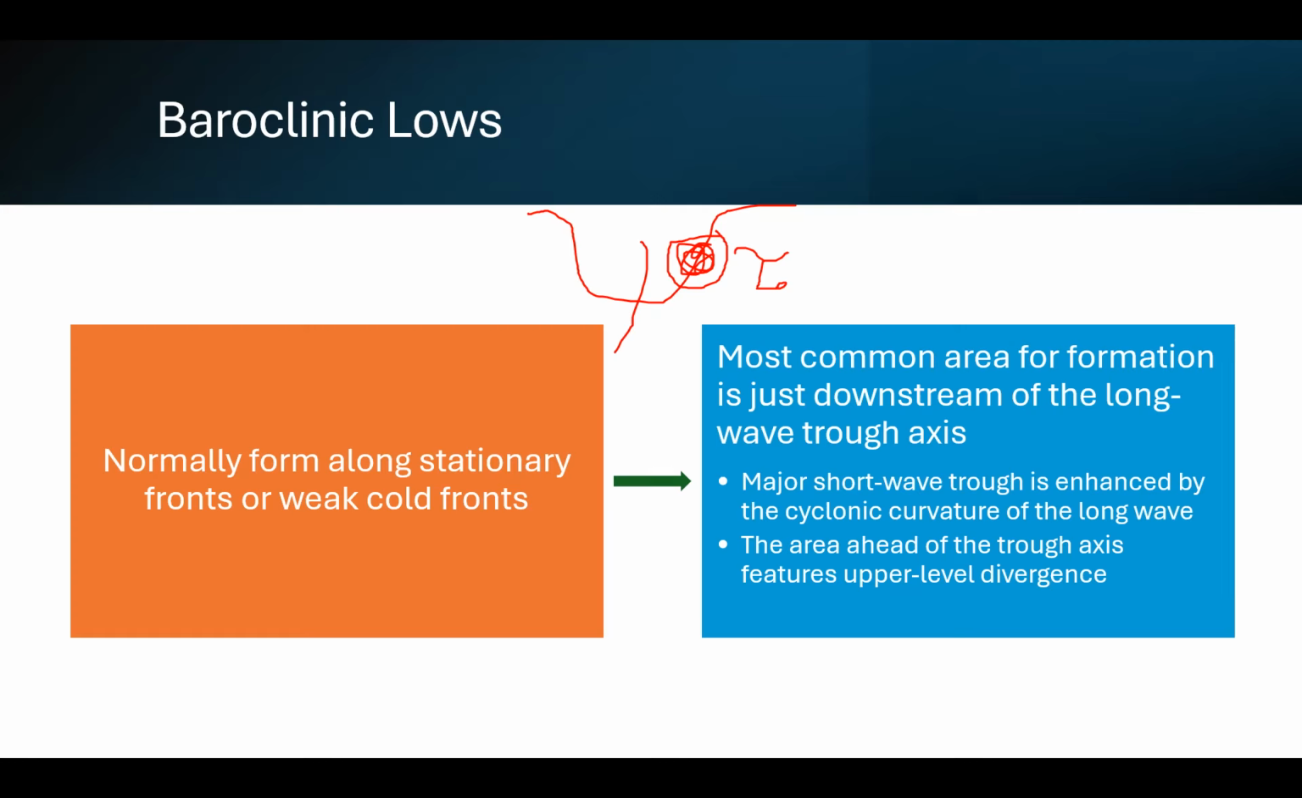Major shortwave troughs are enhanced by the cyclonic curvature of the long wave. So let's say we get this little shortwave coming through this long wave pattern. It's going to deepen the long wave. The area ahead of the trough axis is going to feature the upper level divergence aloft. So ULD, upper level divergence, ahead of the shortwave.